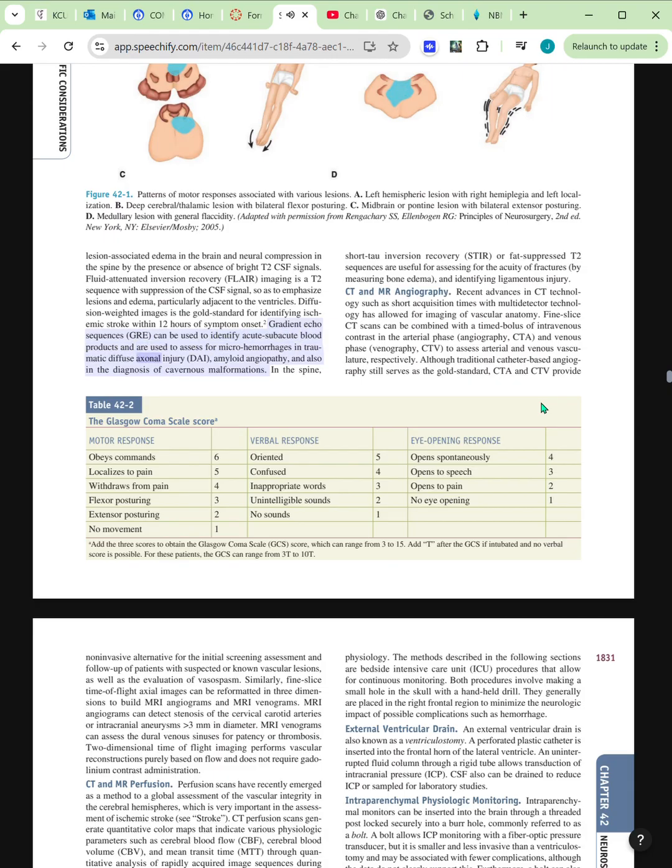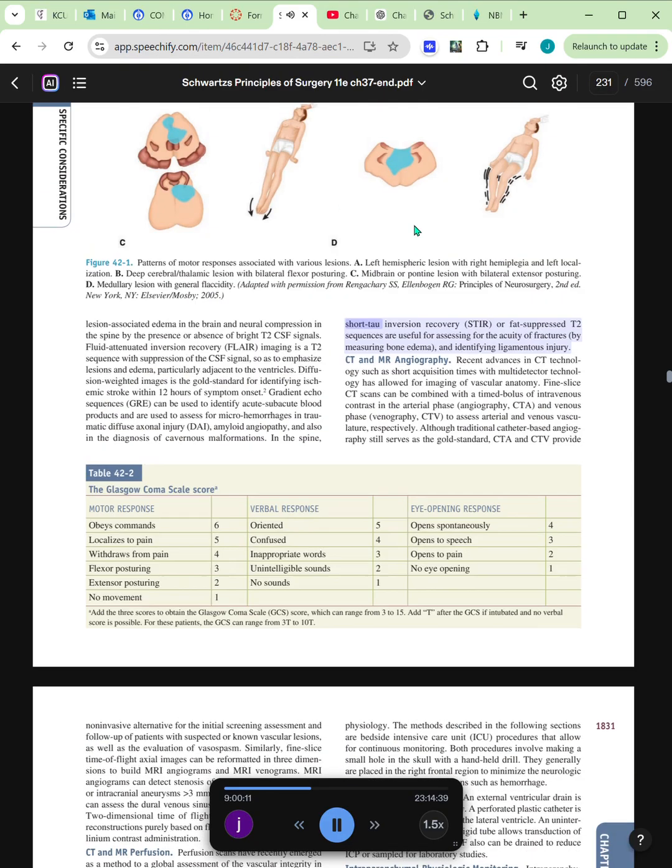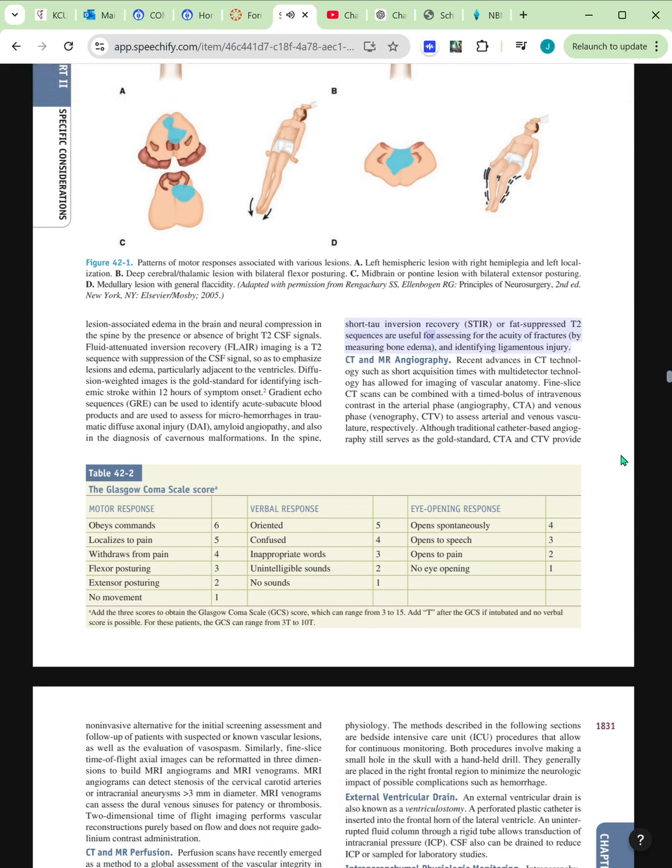diffuse axonal injury, amyloid angiopathy, and also in the diagnosis of cavernous malformations in the spine. Table 42-2. Short tau inversion recovery, or fat-suppressed T2 sequences, are useful for assessing for the acuity of fractures and identifying ligamentous injury.